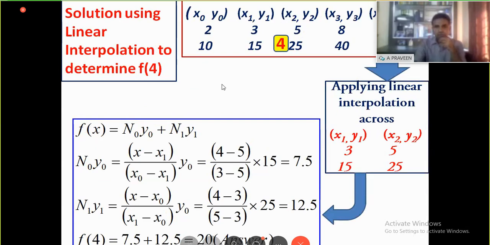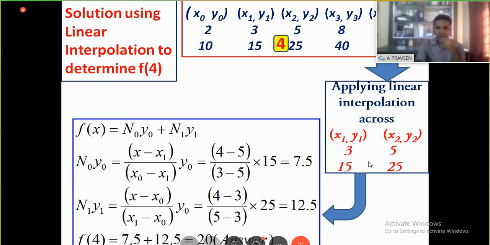Now let us say I'm trying to apply linear interpolation to this. Sometimes in exams, they might give you 2 sets of data and ask you to find the data in between. So here I'm just taking out this pair, 15 and 25. 4 lies between them. So why can't I have a linear interpolation between these 2 data sets?